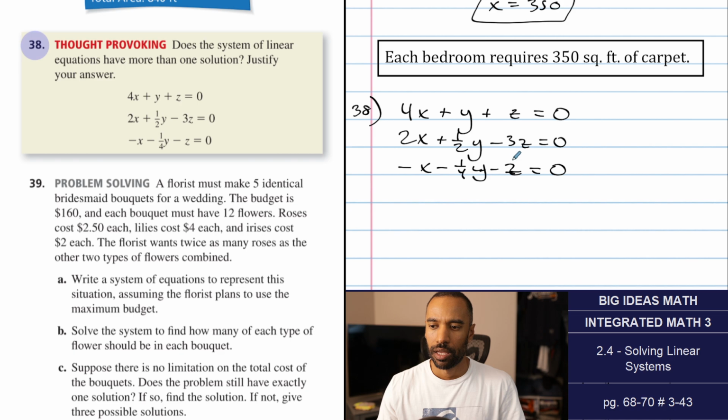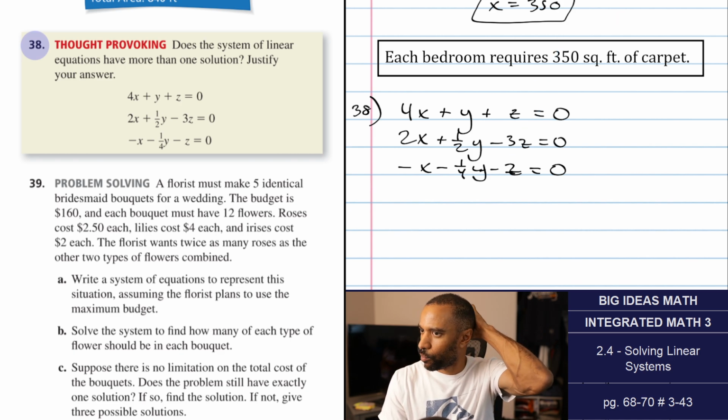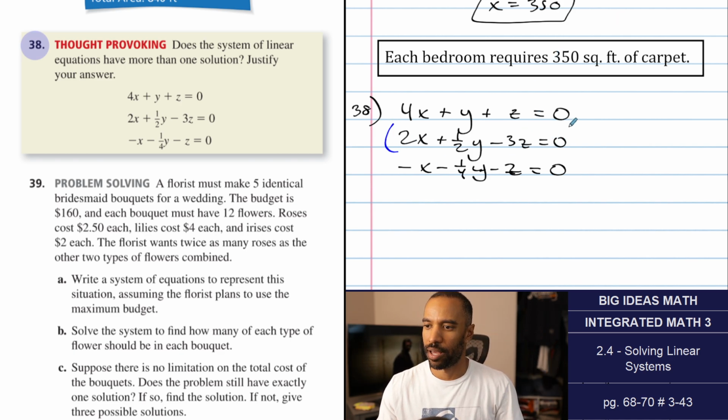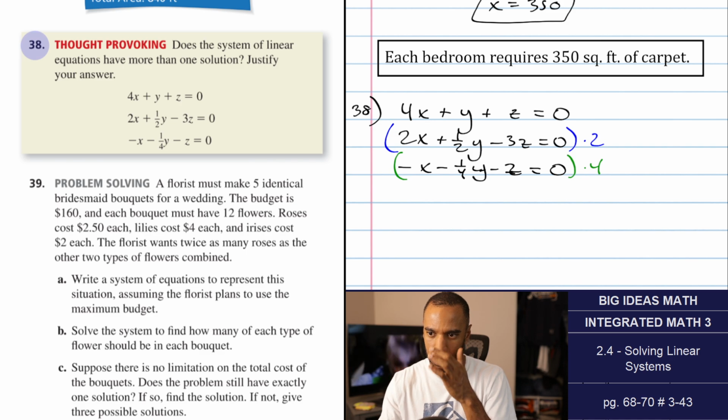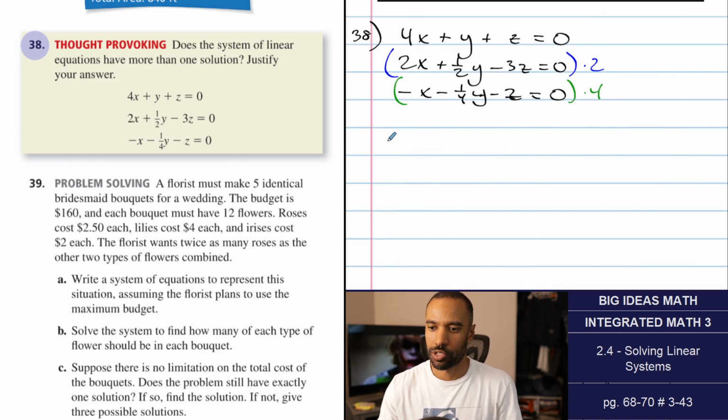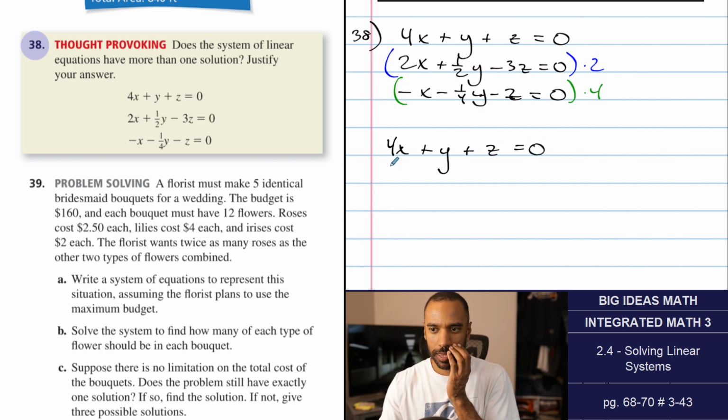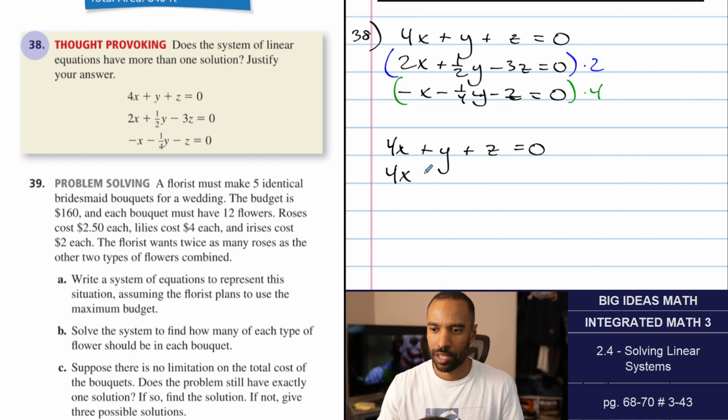Okay. If you know me, you know that I won't want to deal with fractions. Let's just multiply this equation by 2 and see what it looks like. Let's multiply this equation by 4, see what it looks like. Let's get rid of those fractions as a whole. So let's rewrite this whole system one more time. 4x plus y plus z equals 0. Multiply this by 2, we get 4x plus 1/2 y is 1y. Ooh, y, minus 6z equals 0.